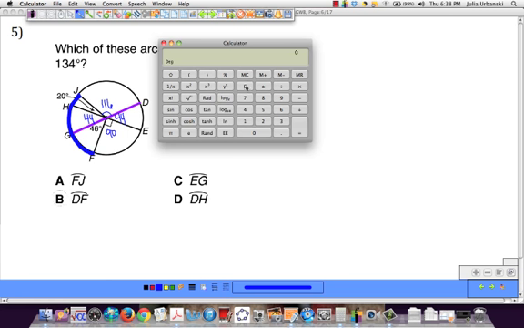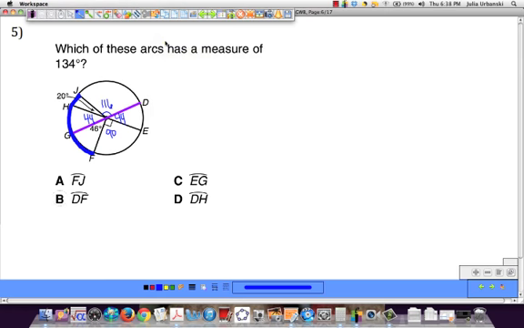46 and 44 plus 20, you get 110, I think. Hold on a second. 46 plus 44 plus 20. You get 110. Okay, not the one we want, so that one's gone.